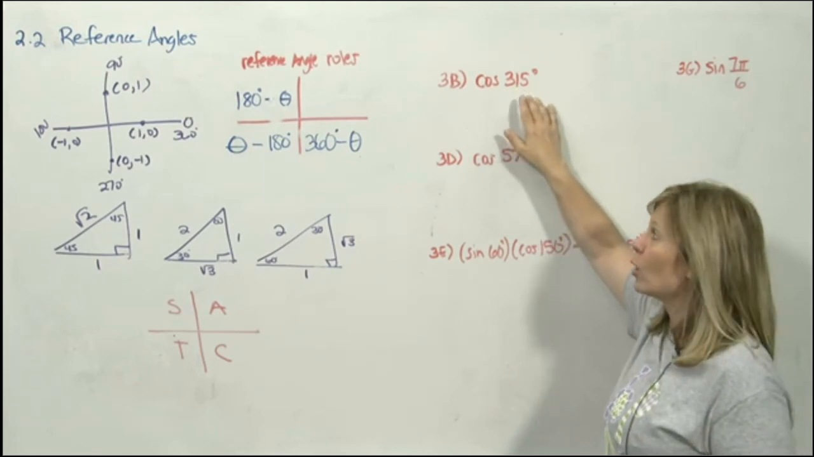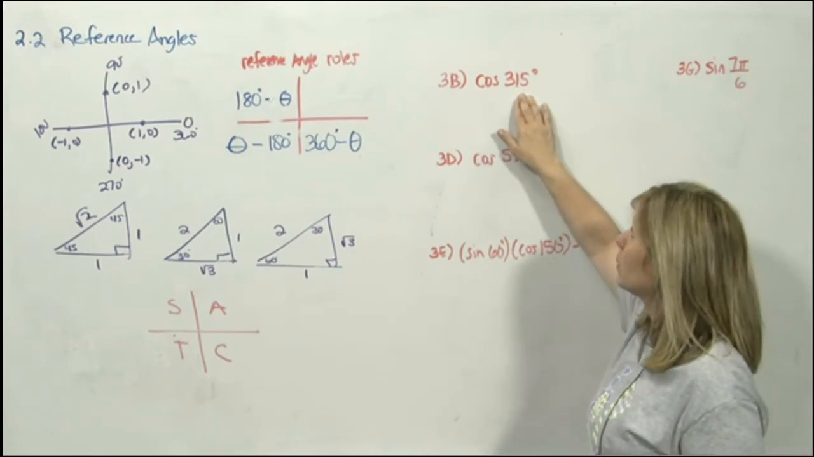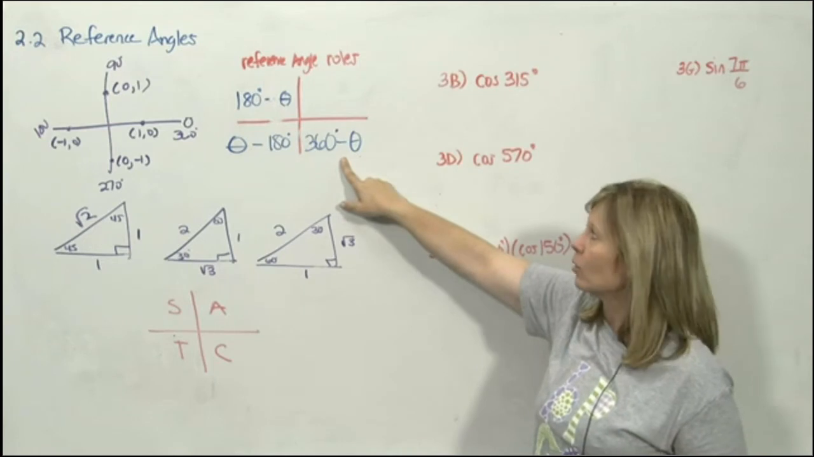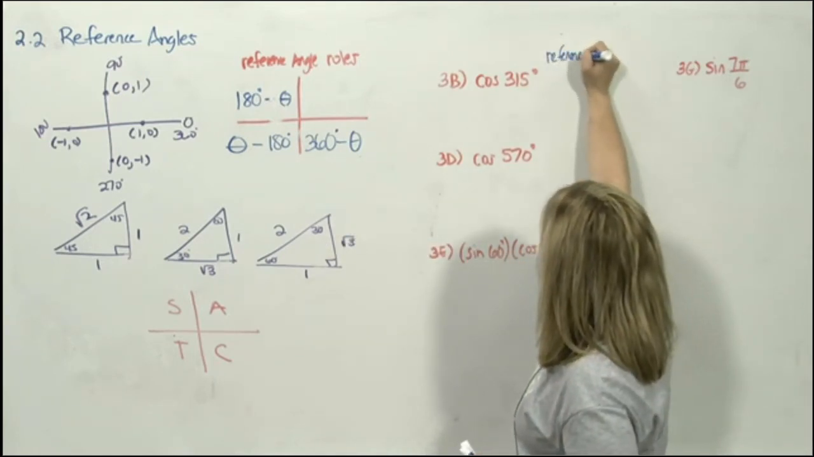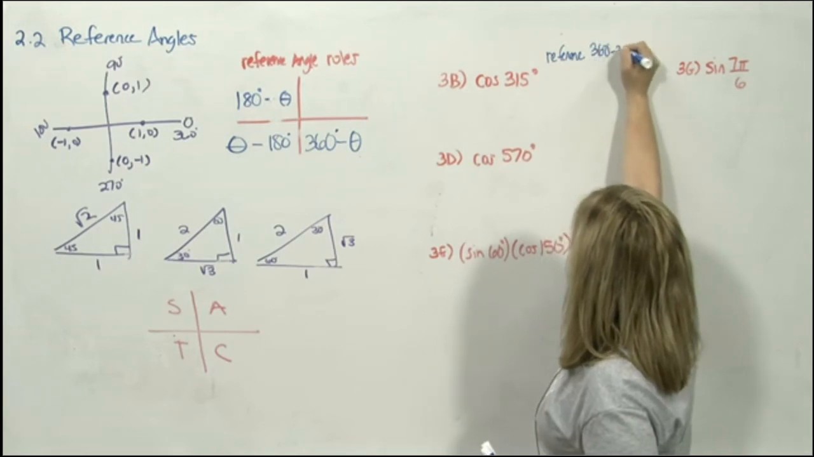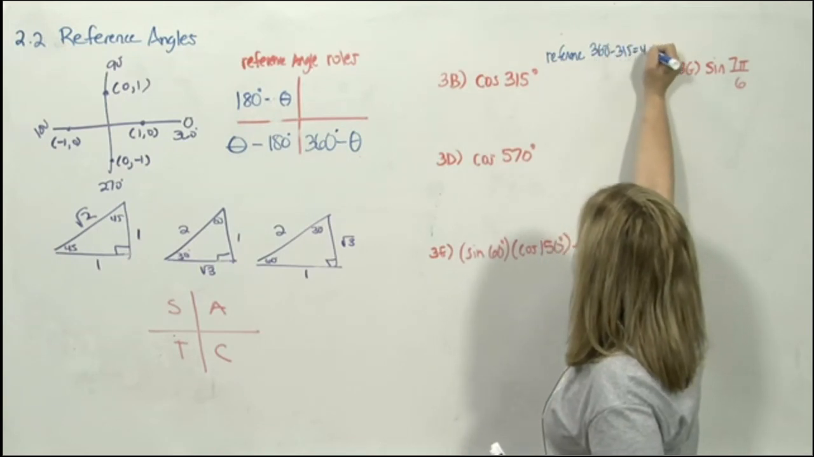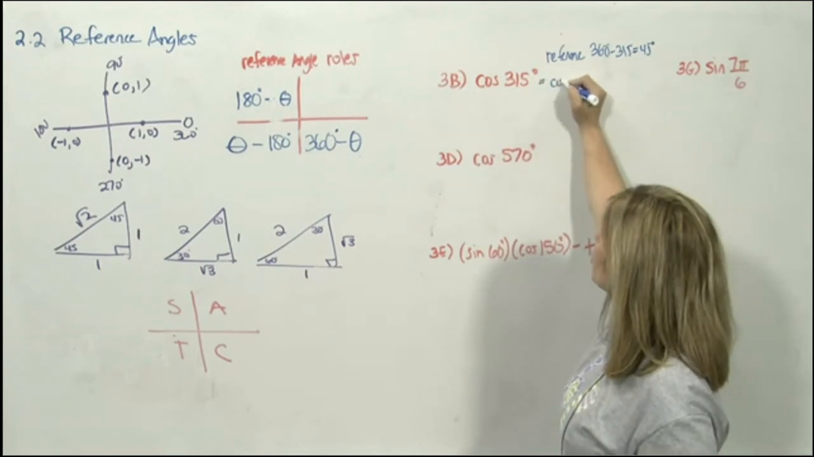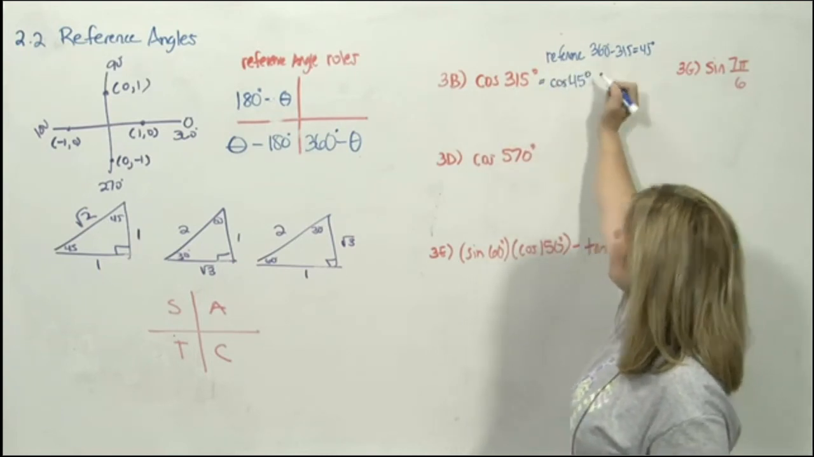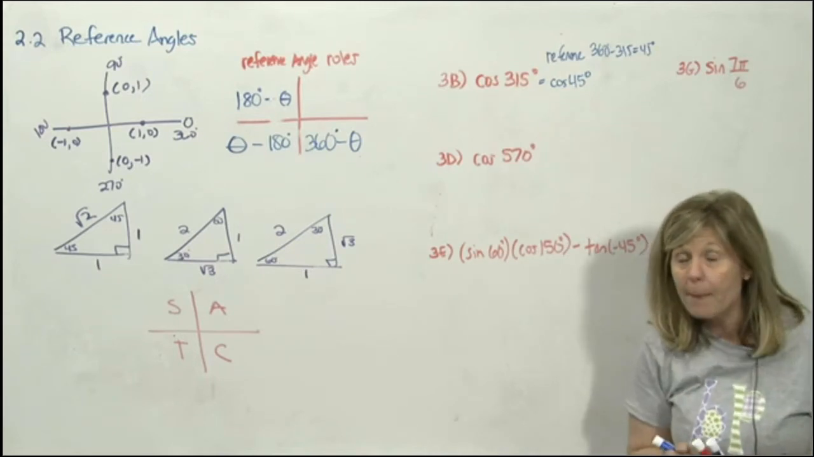So what quadrant are we in? 4. Let's get the reference angle. The reference angle would be 360 minus 315, which is 45 degrees. So when you write the cosine of 315 degrees, you're really looking up the cosine of 45 degrees. Y'all with me on that?